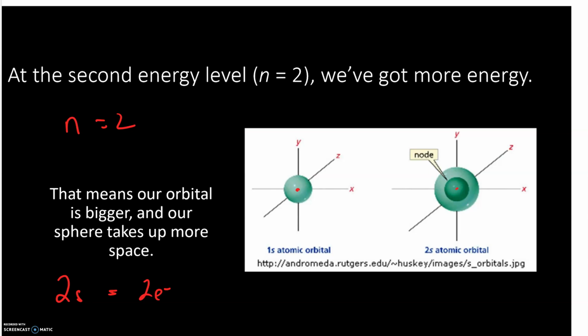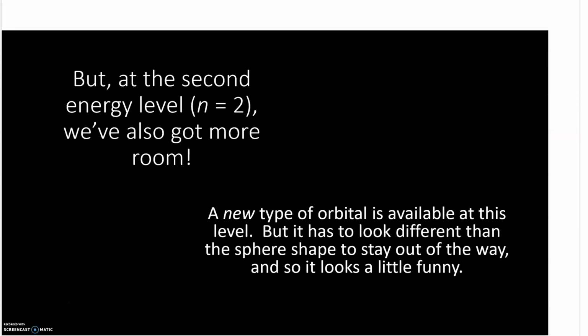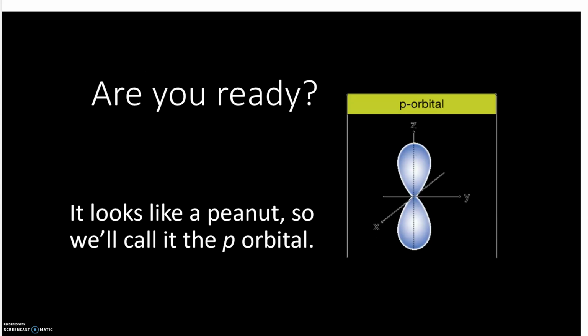But at the second energy level, we've got more space, and that means we've got room for more electrons, so we have to start getting creative. We've got to come up with a different type of orbital to hold them, a different type of room. It has to look different than the sphere shape, because if it was the same shape, then they would all hit each other. We can't have that. So it's got to look a little funny to stay out of the way. And it looks like this. This is the second type of orbital available at the second energy level. It's called a peanut, or P for short, and since it's at the second energy level, we'll call it the 2p.